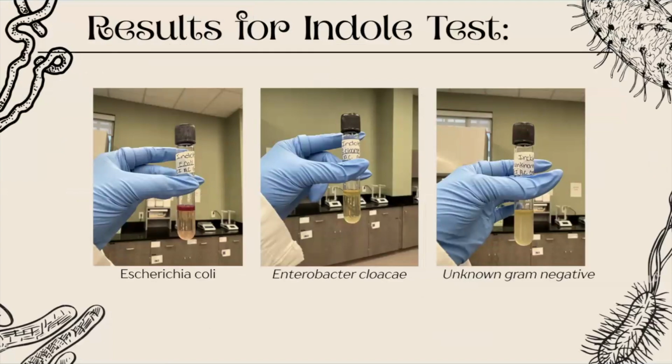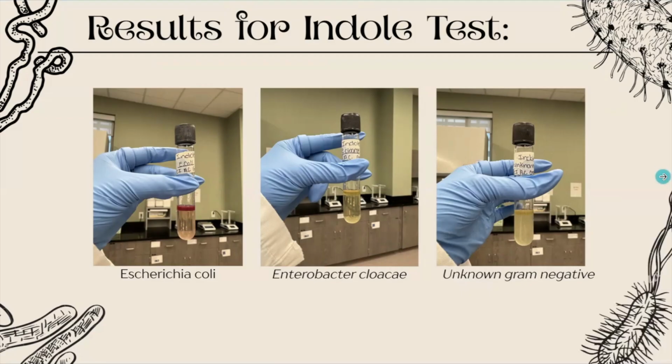Okay, now for the results for the indole test. For the E. coli, we see a bright red ring on the surface, and this is indicative of a positive result. We interpreted this as E. coli producing tryptophanase, which signifies that indole is present. For E. cloacae, we see a yellow top. There's no red ring, so this is a negative result, so no indole is produced. And for our unknown gram-negative, again, yellow top, no red ring, and this result is negative, no indole produced.